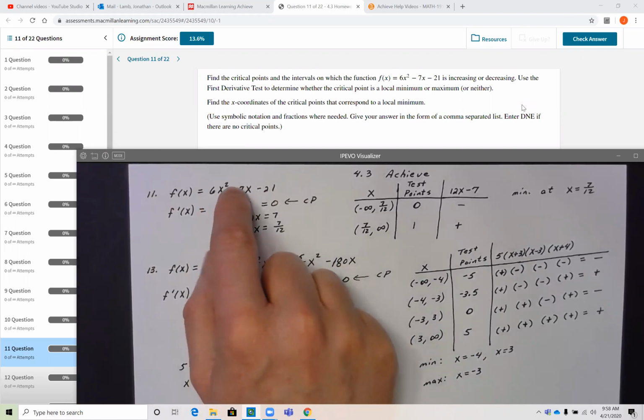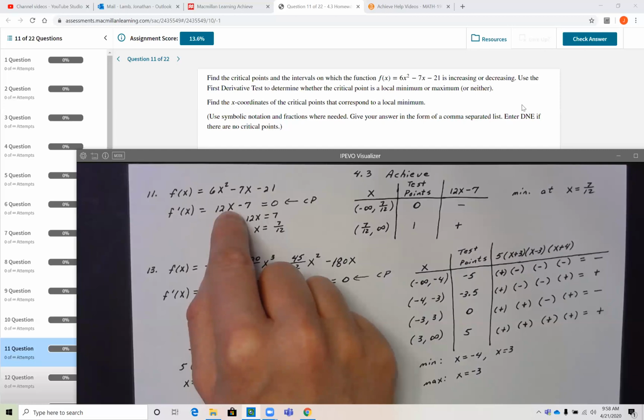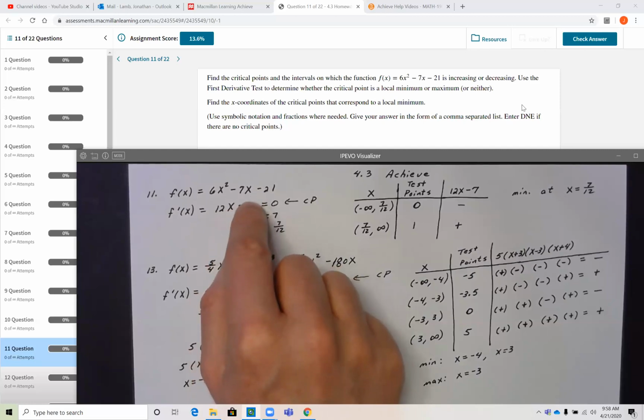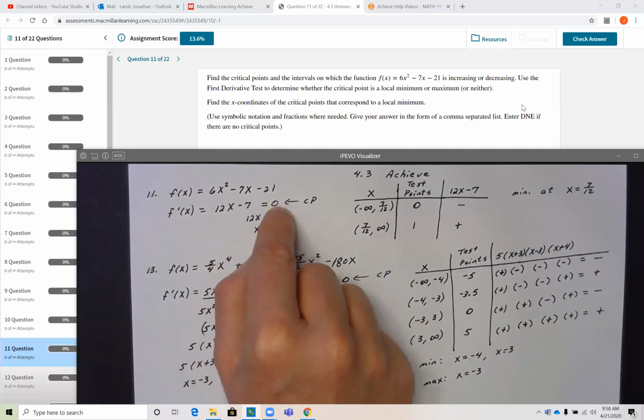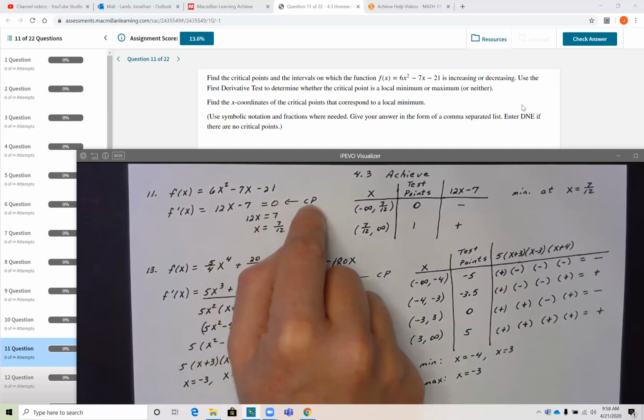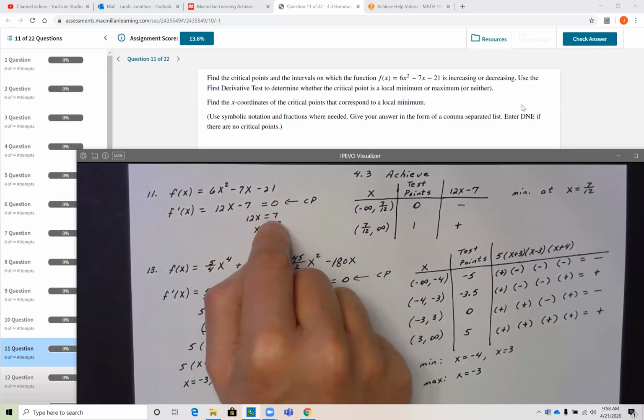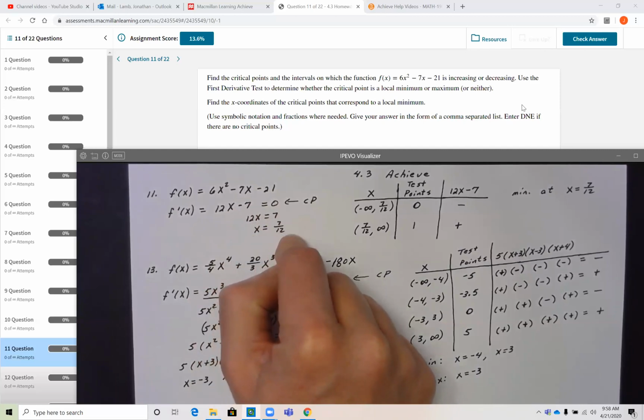I take the derivative here. Derivative of 6x squared is 12x. Of course, derivative of minus 7x is just minus 7. I take that derivative equal to 0 to find the critical points. When I do that, 12x would equal 7, and thus x is going to equal 7 over 12.